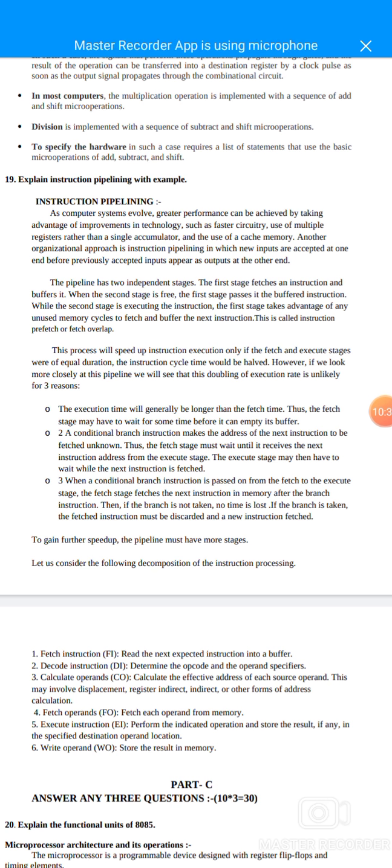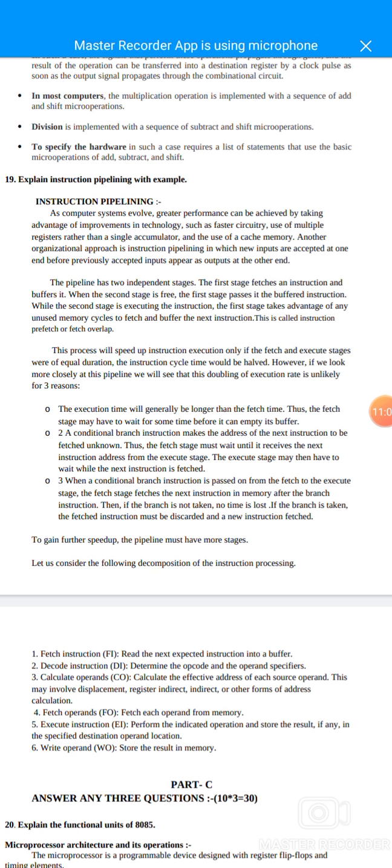The pipeline has two independent stages. The first stage fetches the instruction and buffers it. When the second stage is free, the first stage passes it the buffered instruction. While the second stage is executing the instruction, the first stage takes advantage of any unused memory cycles to fetch and buffer the next instruction. This is called instruction prefetch or fetch overlap. This process will speed up instruction execution. If the fetch and execute stages were of equal duration, the instruction cycle time would be halved.